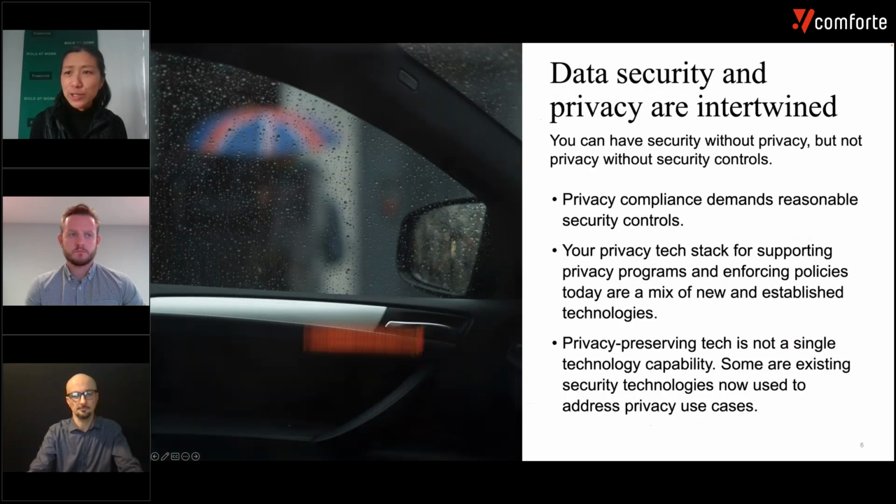Because data security and privacy are intertwined, right? You can have security without privacy, but not the other way around. Because if you are trying to enforce privacy practices, you have to have the security controls in place. And privacy compliance demands it. It demands typically what you see as reasonable security controls based on your assessment of risk, your environment.